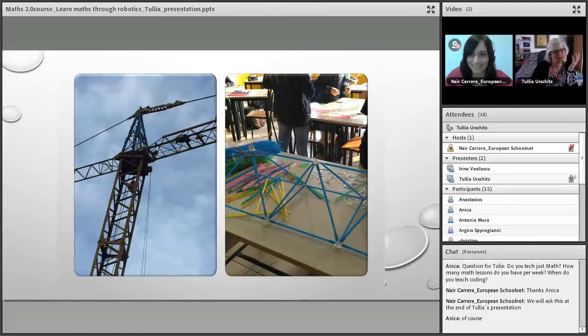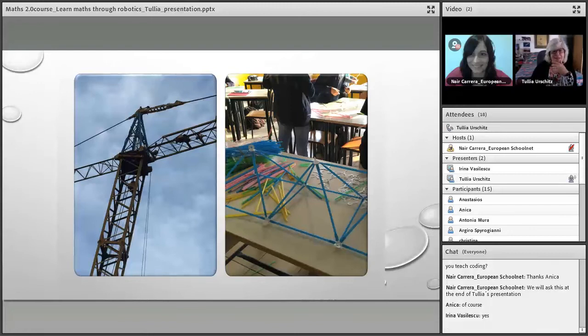We observed in the real world, I don't know the English word, the crane I think is the name, and we reproduced with some straws and some connectors. And we could observe that they can support also a lot of weight.